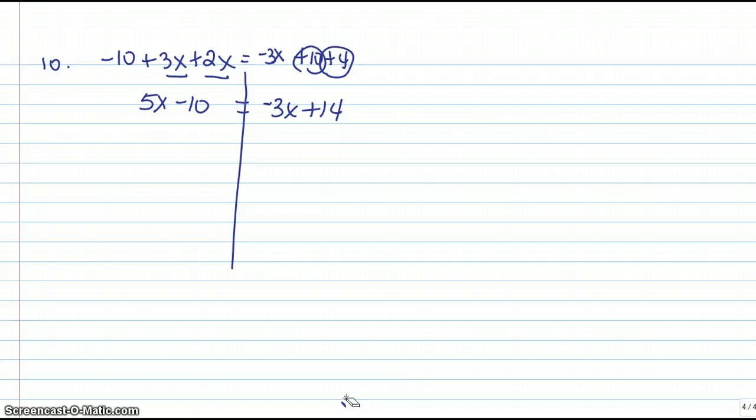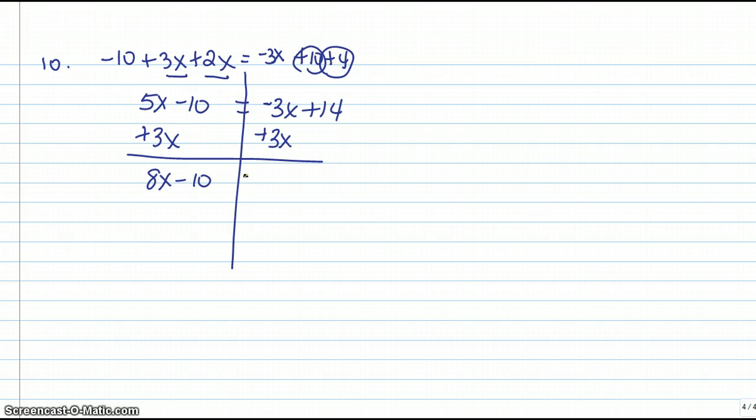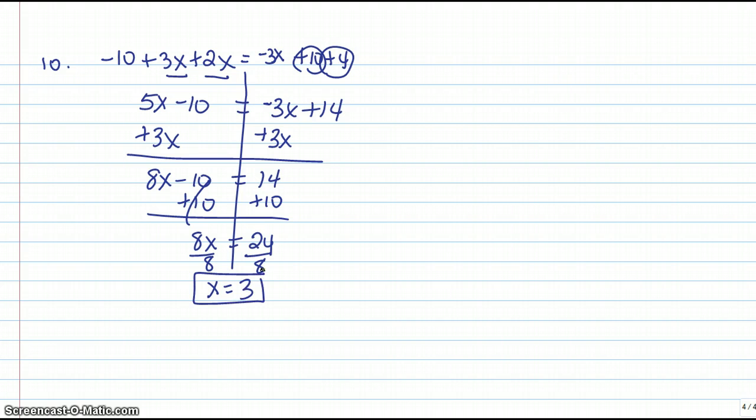Alright, now we need to get our x's on the same side. Do you see how on the right it says negative 3x? So that means I should add 3x to both sides. Alright, so 5x and 3x is 8x, and you've got your minus 10. That equals 14. I'm now going to proceed to add 10 to both sides. And I've got 8x equals 24. Divide by 8. So that means that x has to be 3.